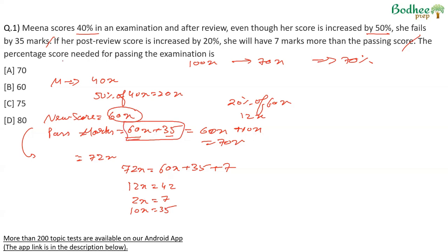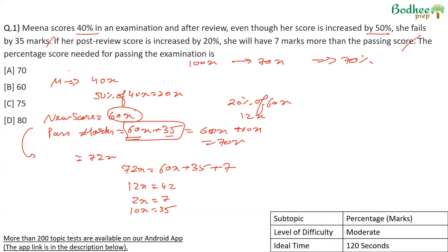In terms of level of difficulty, I'd say a moderate level of difficulty question, a percentage marks based question. About 2 odd minutes to solve the question. Depending on your attempt, you may look at this question in the exam as well. But again, overall moderate level of difficulty.